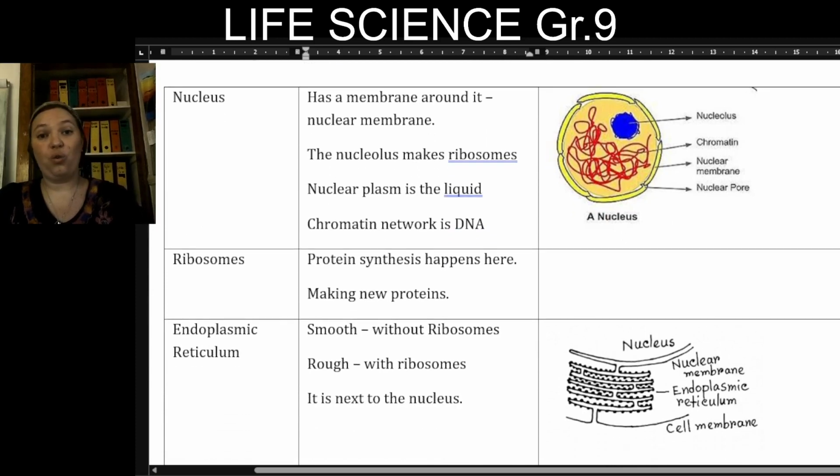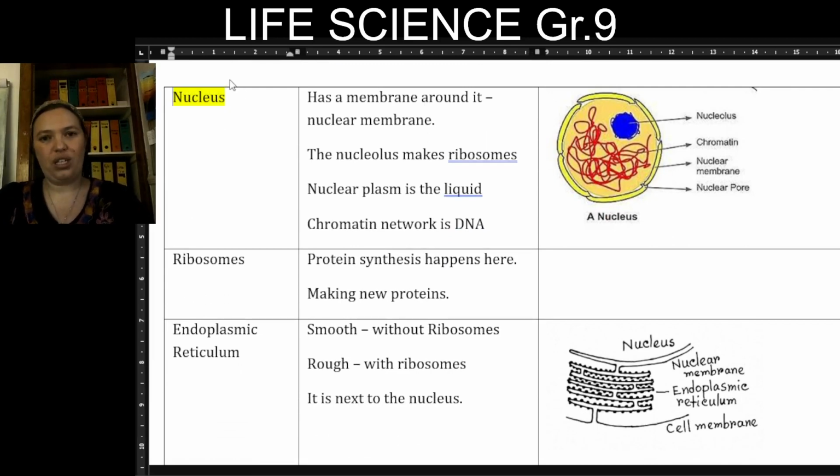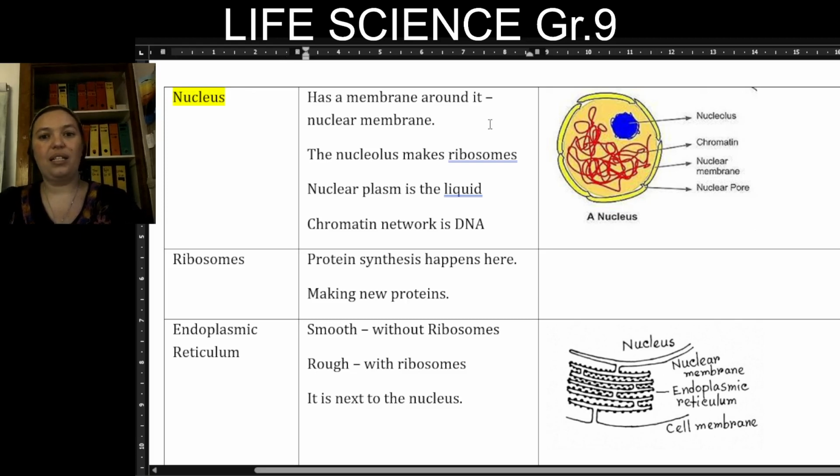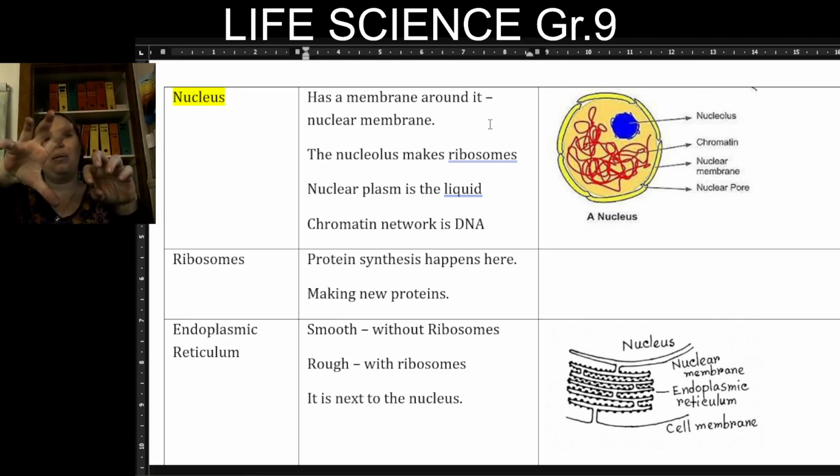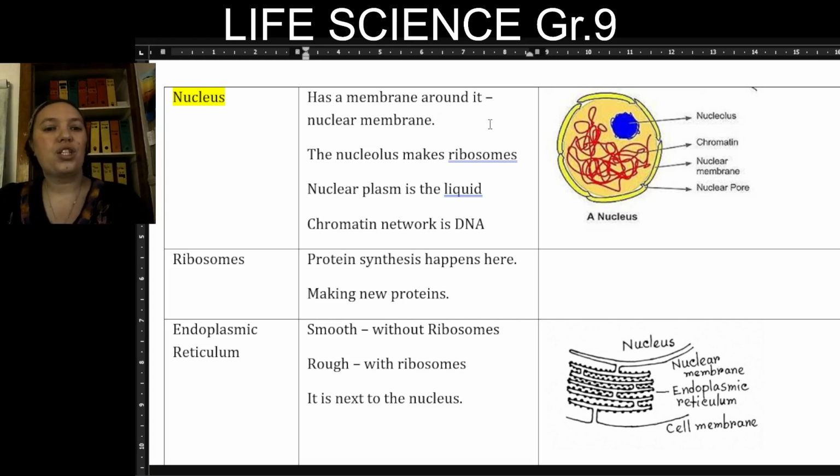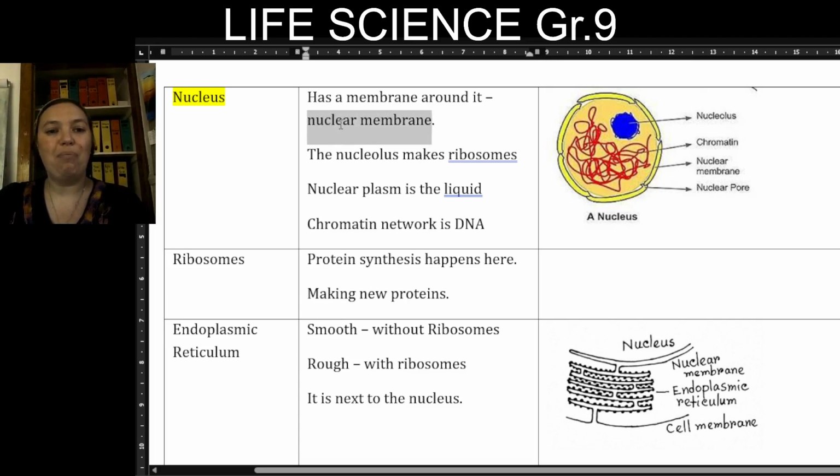Okay, so now let's look at all these organelles. So the nucleus. The nucleus is usually towards the center of the cell in animal cells. In plant cells, the vacuole's in the center, and the nucleus is a bit to the side. It has a membrane around it called the nuclear membrane.